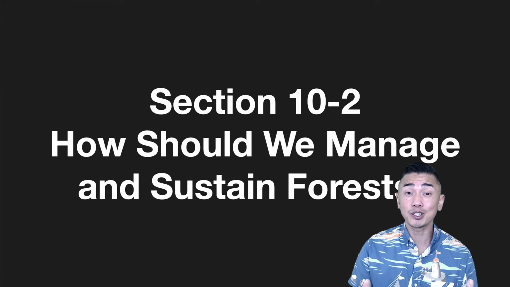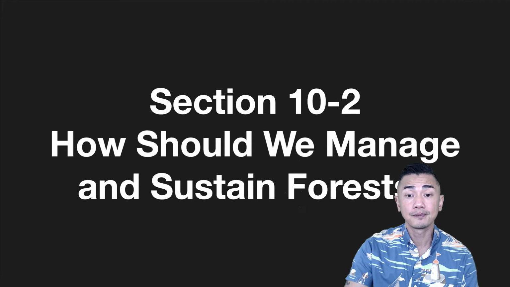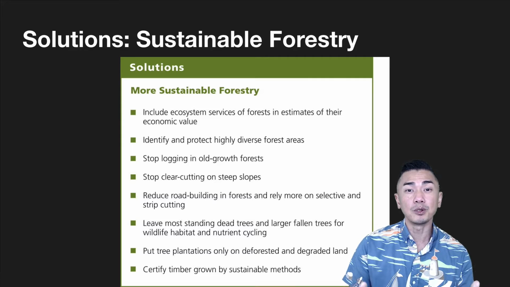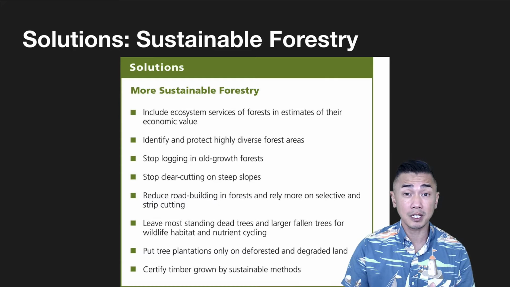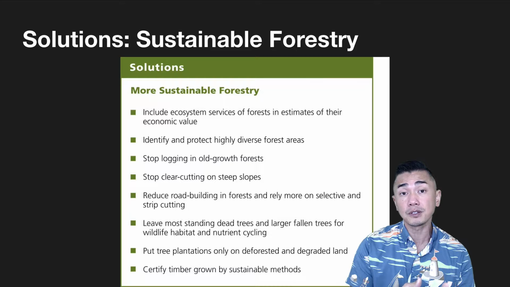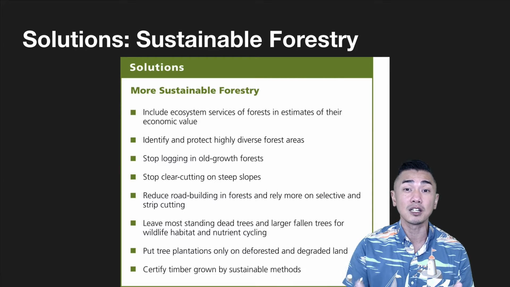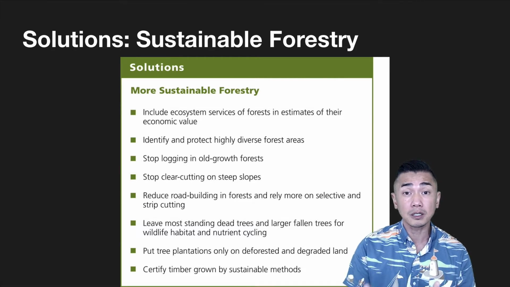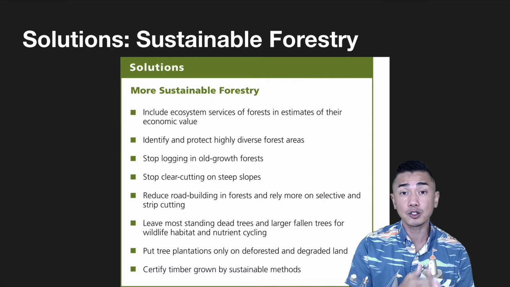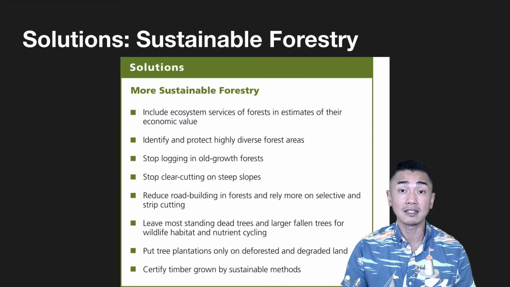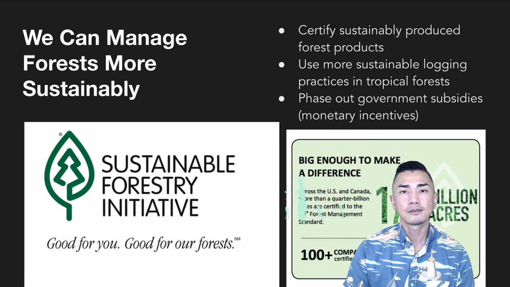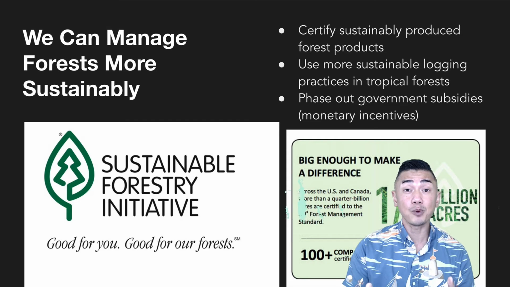In section 10.2, we're going to talk about how we can manage and sustain our forests. This table lists a number of solutions in which we can use our forest more sustainably. It includes things like including the economic services that a forest provides in its economic value, reducing clear cutting, and only planting tree plantations on already deforested or degraded land. There are other solutions as well.